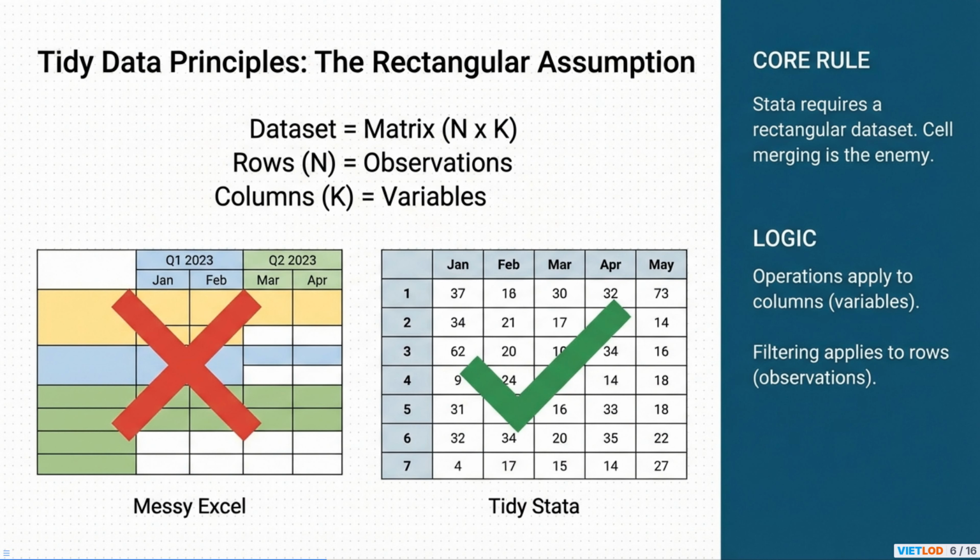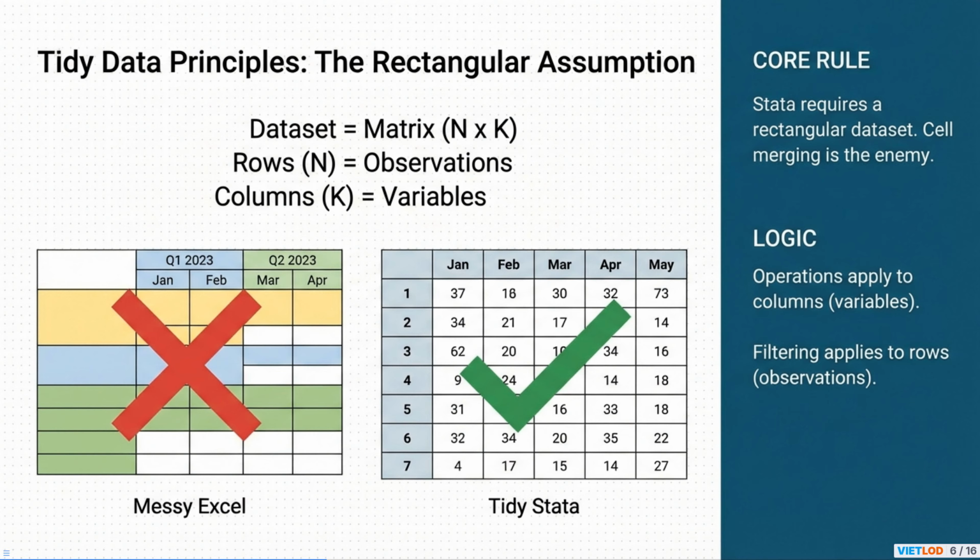All these methods aim to achieve one thing: a tidy dataset. Let's define what that means. The core principle of tidy data is that your dataset should be a rectangular matrix, which we can represent as n by k. In this structure, each row represents a single observation, and each column represents a single variable. This format is non-negotiable in Stata.